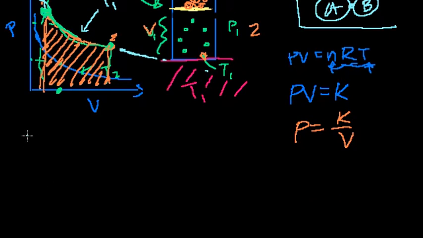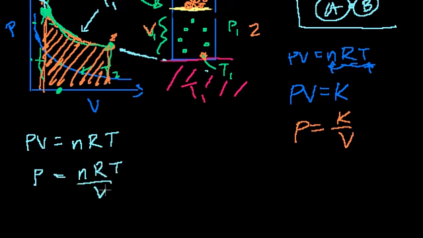Because we know that PV is equal to nRT, ideal gas law. Or we could say P, if we divide both sides by V, is equal to nRT divided by V. So there we have it. We have P as a function of V. This function right here, this graph right here, is this. We could write P as a function of V is equal to nRT over V. So if we want to figure out the area under the curve, we just integrate this function from our starting point, our V1, to our ending point, to our V2.